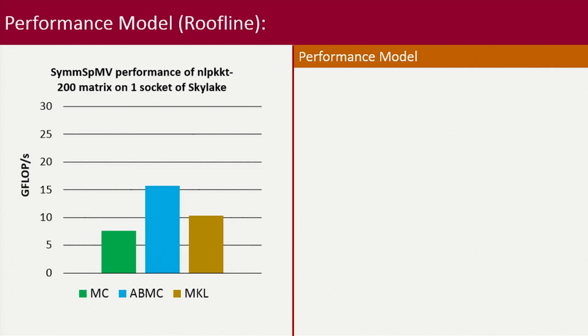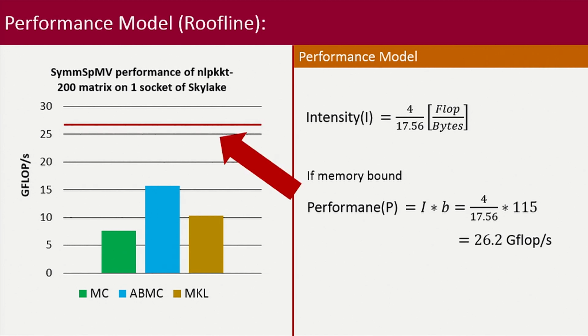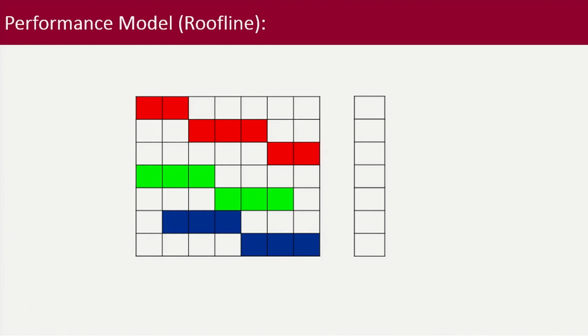So once we have the intensity, we can easily calculate the performance by multiplying it with the bandwidth of the entire socket, which is 115 gigabytes per second in this case. If we compare the performance model with the actual performance we obtained for each method, we see that there is a significant deviation in performance from the model prediction, which is indicated with the bold red line. One of the major reasons for this deviation is increased data traffic, which we have already observed.